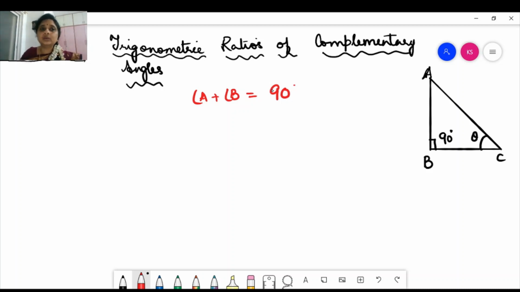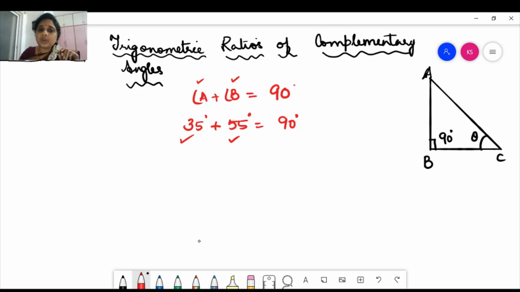Before we move on further, let's first understand what complementary angles are. If a pair of angles, let's suppose two angles, sum up to 90 degrees, then the angles are said to be complementary angles. For example, 35 and 55 degrees. If you add them up, what do you get? You get 90 degrees, right? So these two angles are called complementary angles.